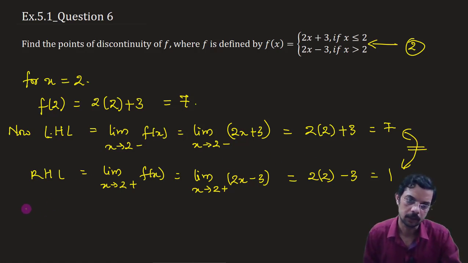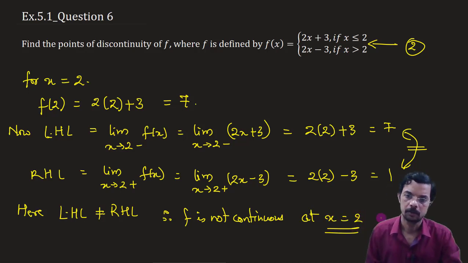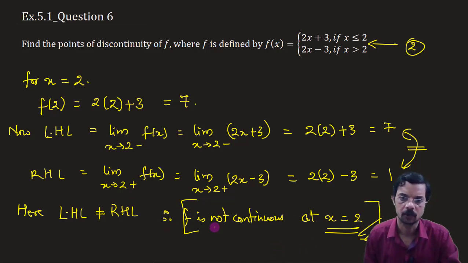So, here clearly these two are not equal. Therefore, the left hand limit is not equal to the right hand limit. Therefore, f is not continuous, or discontinuous, at x equal to 2. This is your solution, or you can write either f is not continuous or f is discontinuous at x equal to 2.